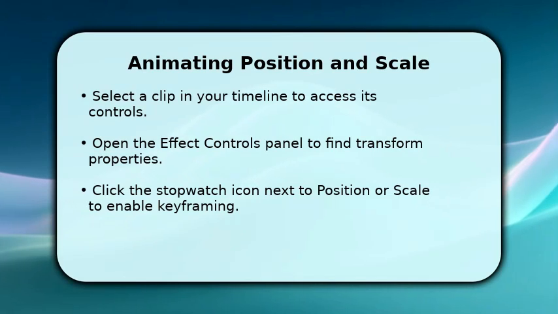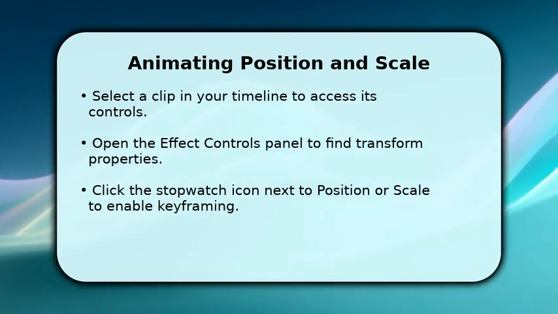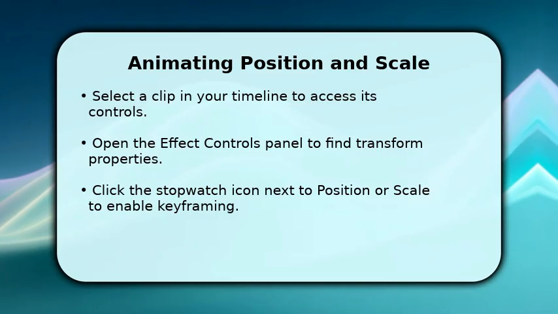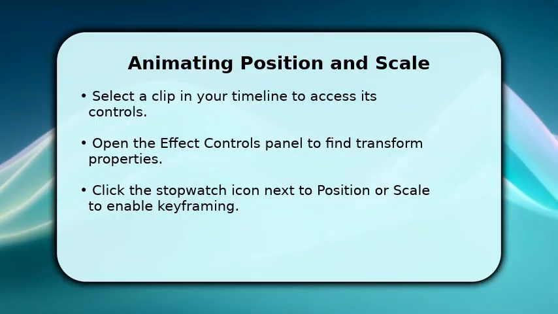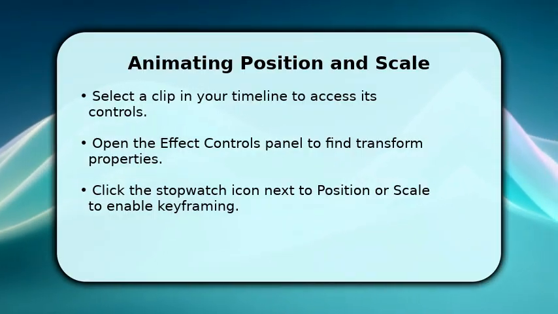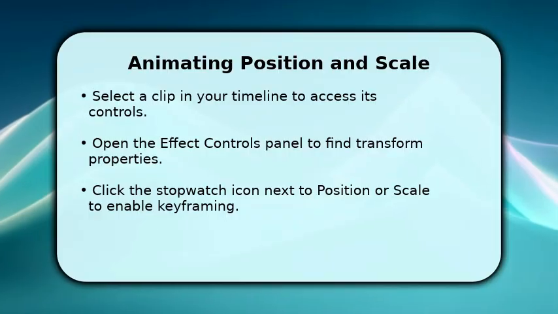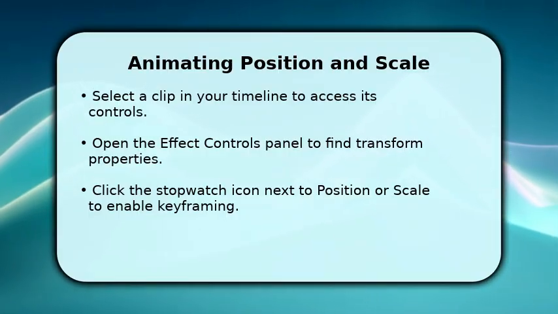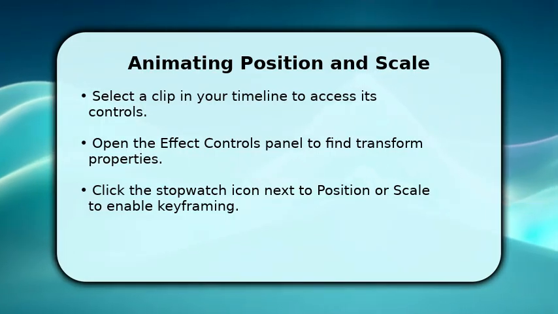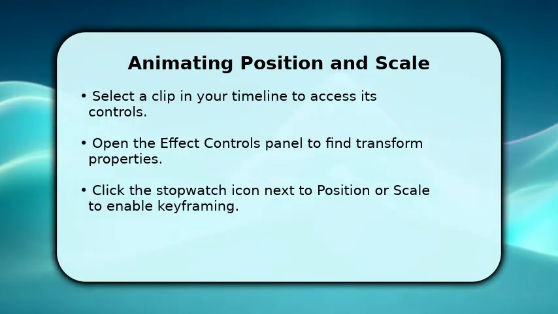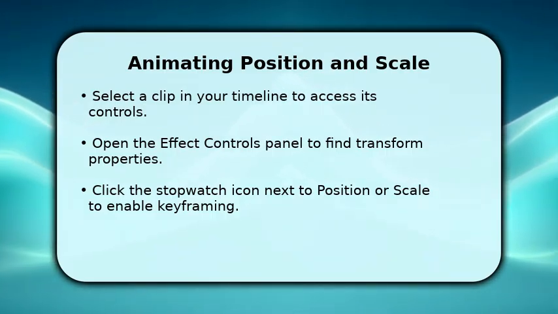Let's start by animating a clip's position and scale. First, select your clip in the timeline and navigate to the Effect Controls panel. Locate the Position and Scale properties under Motion. Click the small stopwatch icon next to each property to activate keyframing. Now, move your playhead to a new point in time, adjust the values, and Premiere Pro will automatically create a new keyframe, smoothly transitioning between the 2 points.